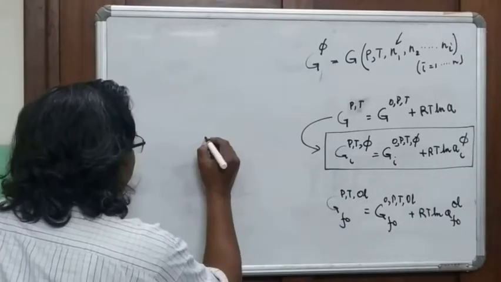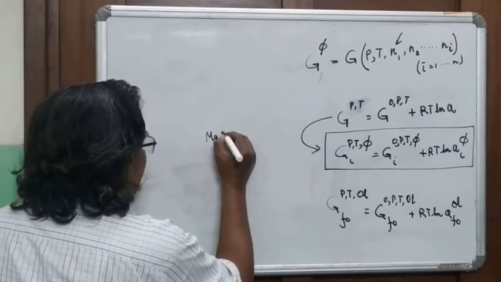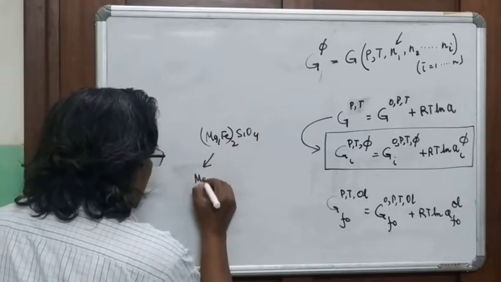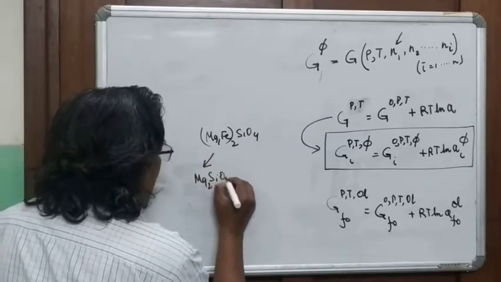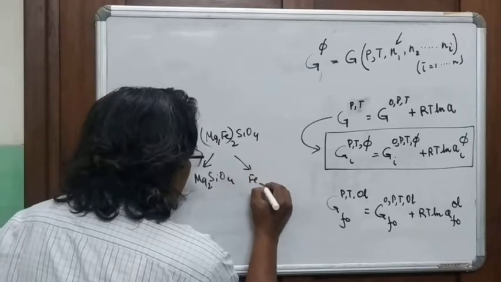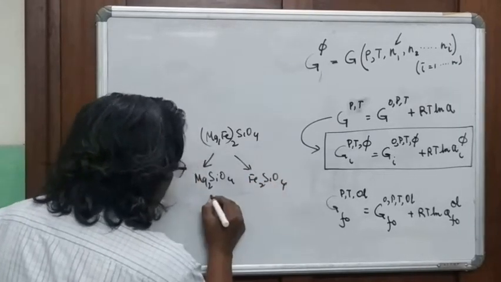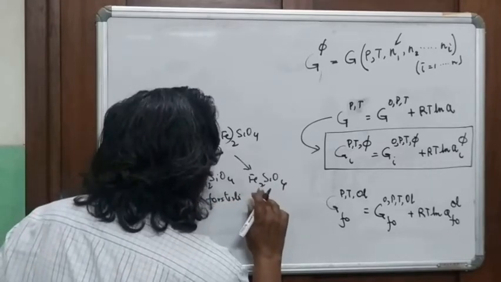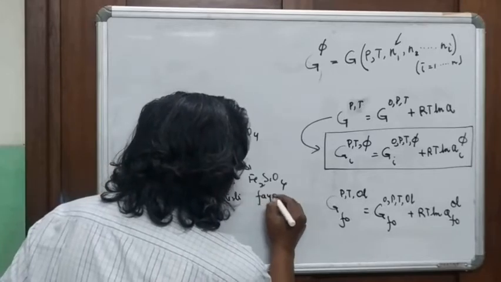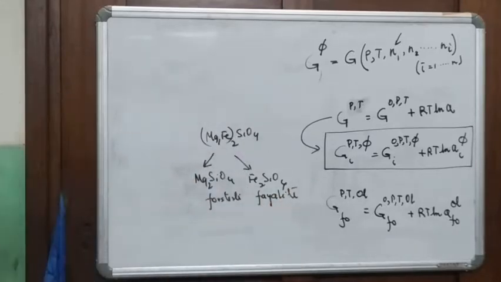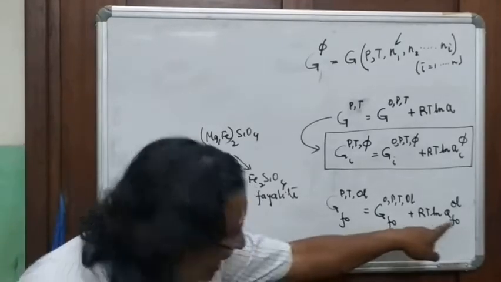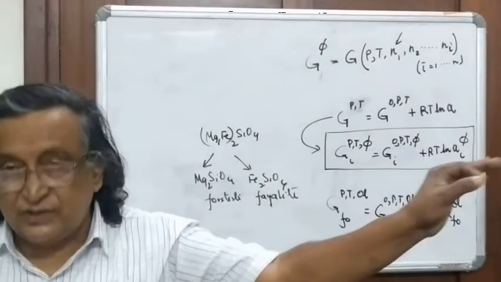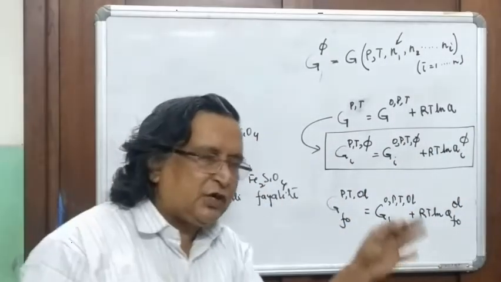You know, olivine has a very simple formula, (Mg,Fe) whole twice SiO4, which means there are two components, Mg2SiO4 and Fe2SiO4. This is called forsterite and this is called fayalite. So, when I write this, I mean I'm talking about the forsterite component of the system. Free energy of the forsterite component of the system.